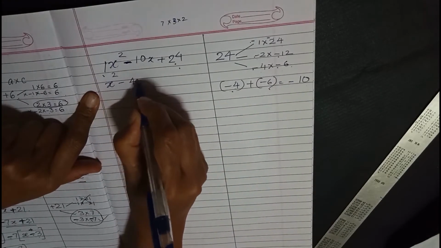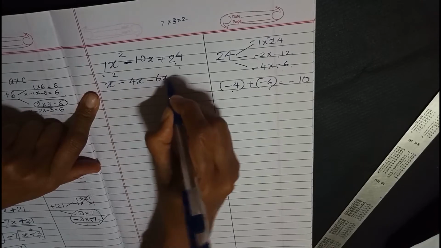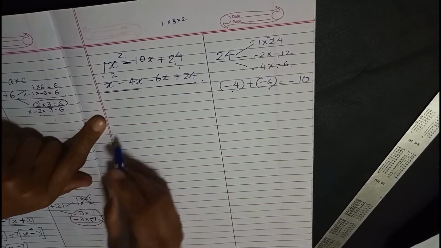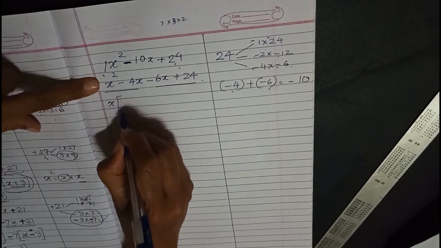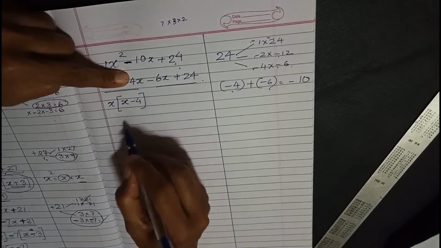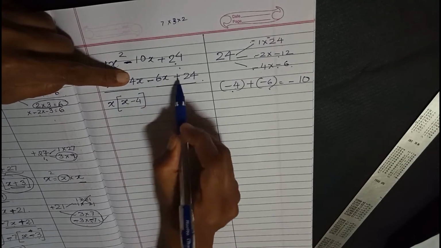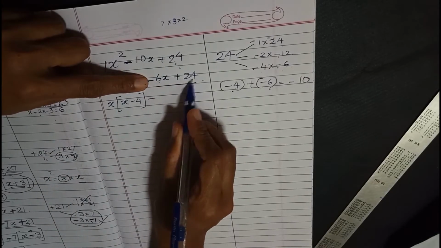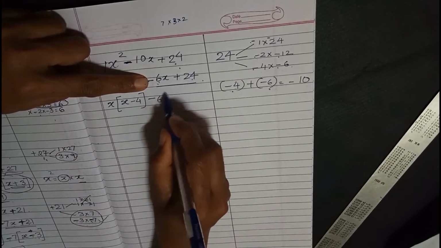So x square minus 4x minus 6x plus 24. Take two at a time and remove common. So from here I remove x common. What remains inside is x from here, minus 4 from here. Now again you can see there is a minus sign and a plus sign. So I am removing the minus sign outside. 6 fours are 24, so I can remove 6 common again.